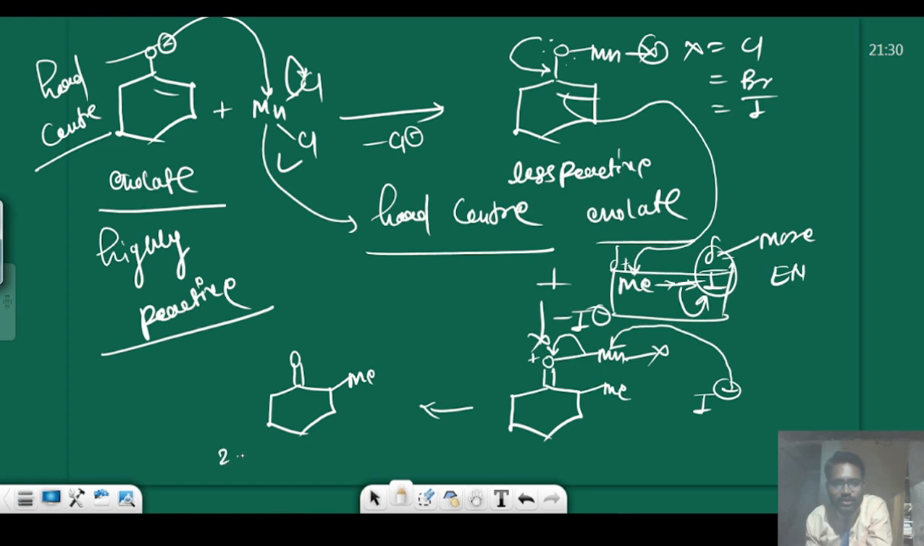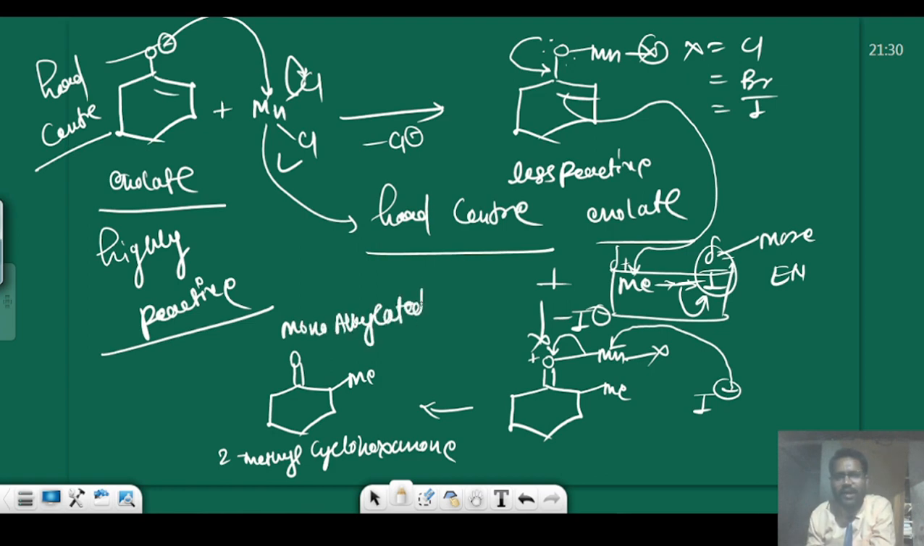So this is the 2-methylcyclohexanone. So we got the monoalkylated product. So we have solved the problem. We did the monoalkylation, which is possible in the presence of this particular manganese dihalide system. So this is our main concept in this particular reaction.